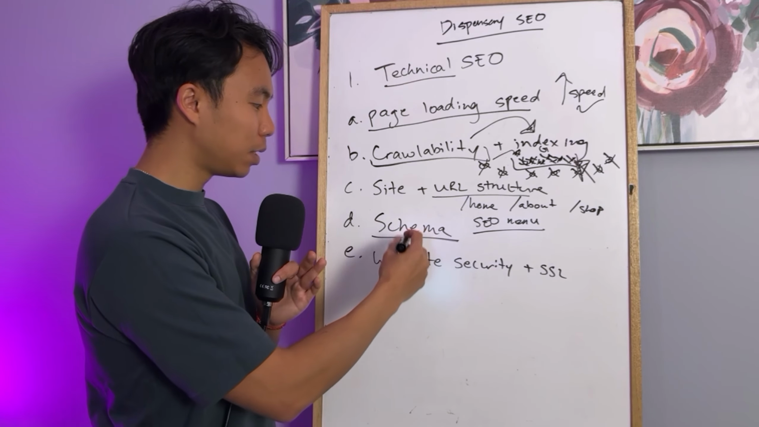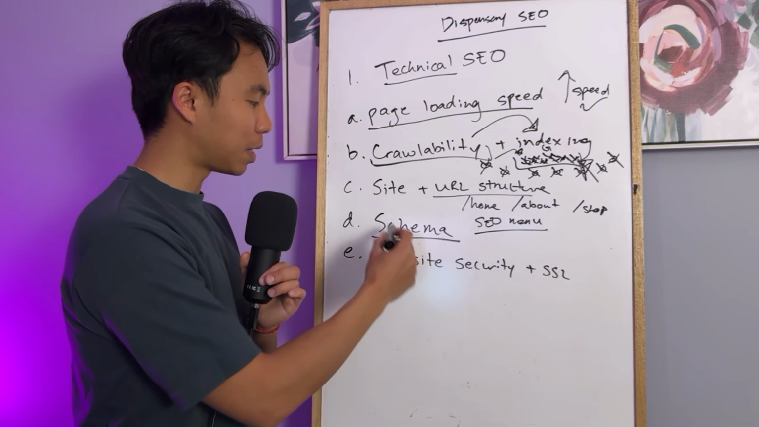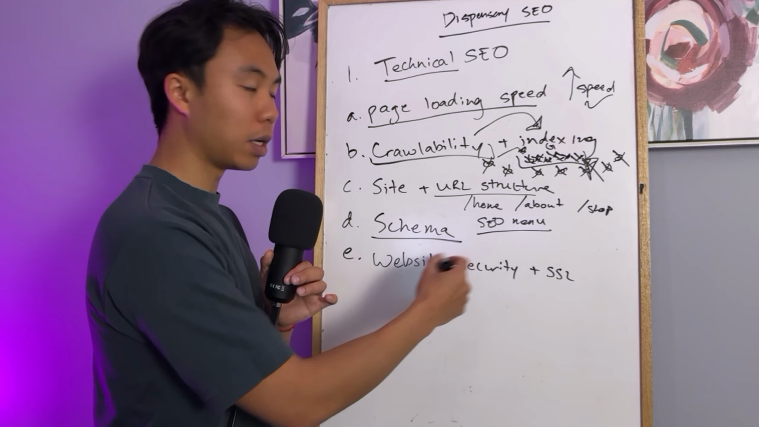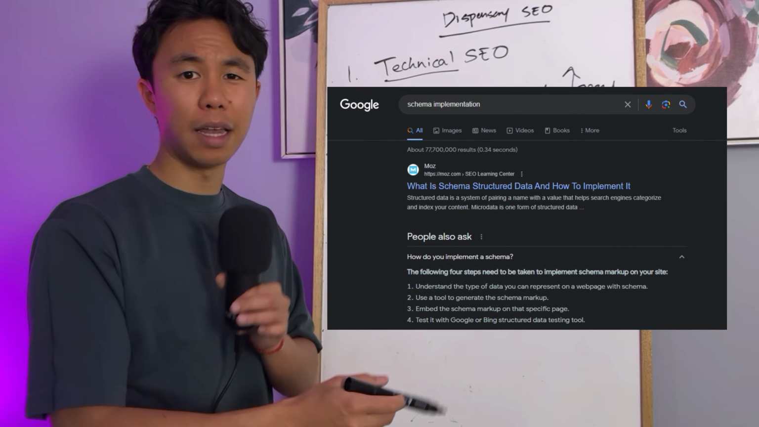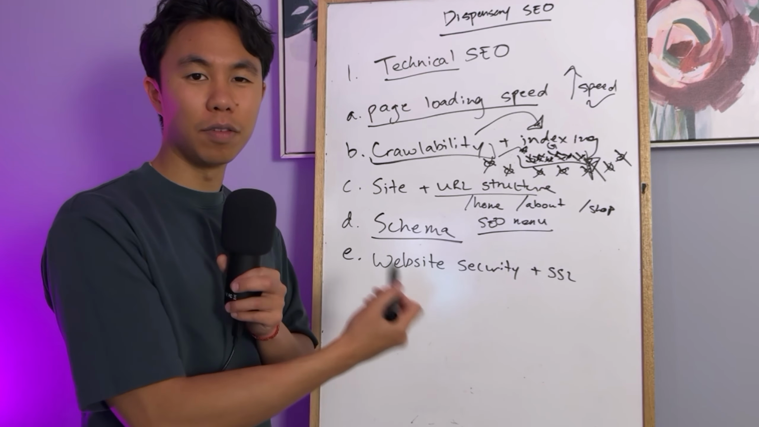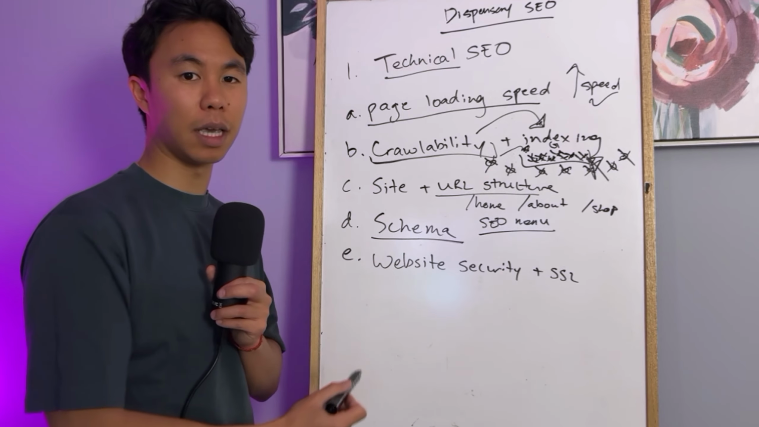So when you install a schema on your website, it allows Google to understand what your website is about. Again, you can Google schema implementation, and if you go on YouTube, you can find a lot of schema implementation help. Again, very technical for this video, but this is something you need to take into consideration.